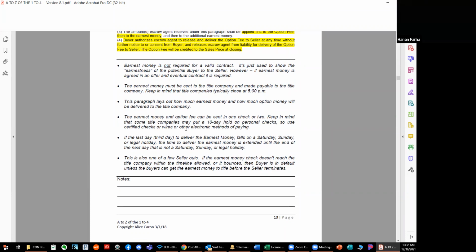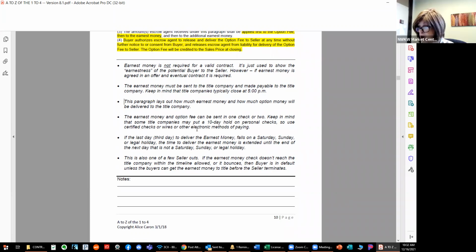And like I said, they could also put a 10-day hold on it to make sure that everything is good funds. They will not take cash. They don't know where the cash came from. They don't want to have suitcases full of money. No.